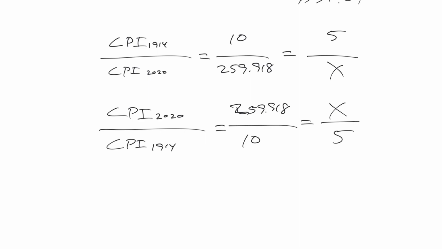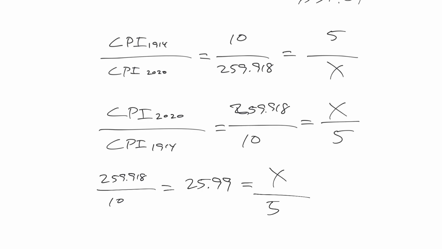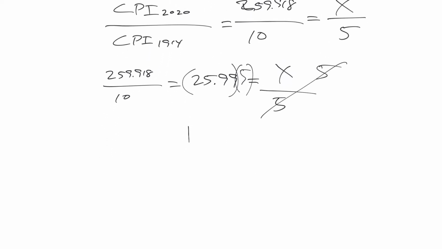Well, again, you can cross multiply if you want. Let's take this ratio and equate it to that, and then we'll solve for X. So here we go. And I get 25.99. That equals X over 5. Okay, get the X by itself. Well, let's multiply both sides by 5. Of course, that cancels out. And multiply that by 5. And that gives us 129.96 equals X. There we go.